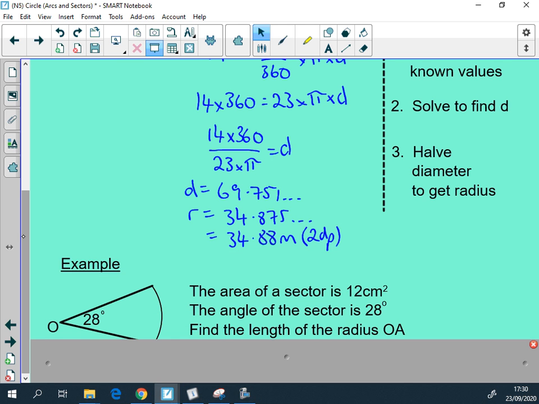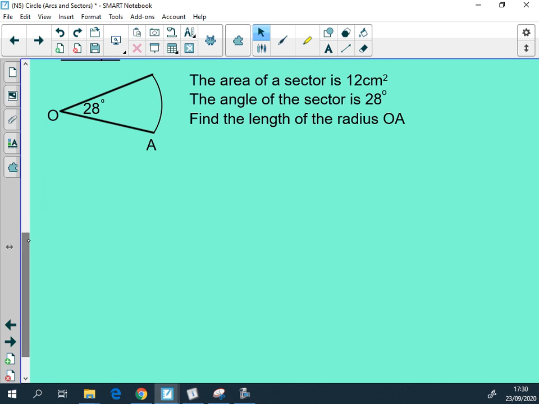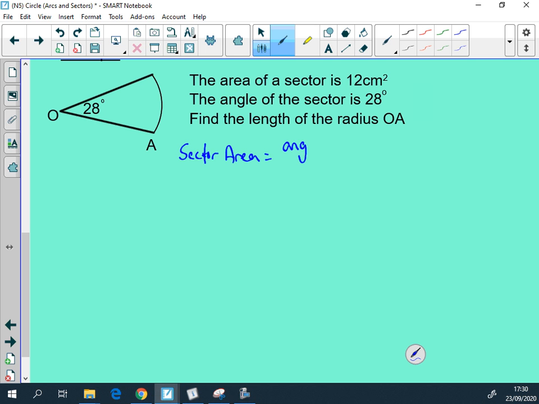Let's try one more. This time, it's going to give us the area, and we're going to try and work out the length of the radius OA. So here, I've got sector area is going to be equal to the angle all over 360 times pi r squared. I know that the sector area is 12, the angle is 28, and I'm timesing by pi and by r squared.